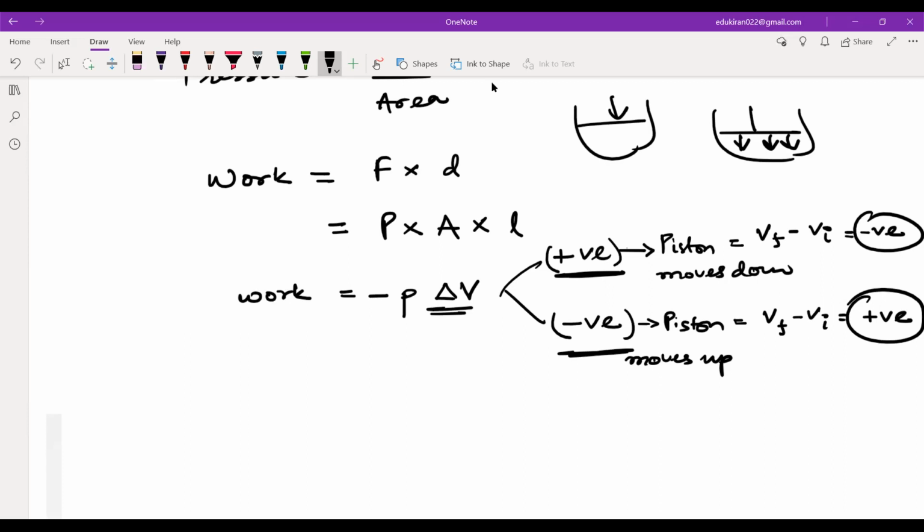It will make the negative positive and it will make the positive negative. Okay, so all of you understand why this work is minus P delta V. And this P is P external. Okay, this P will be the P external. So write this down. Let me know if you're done.